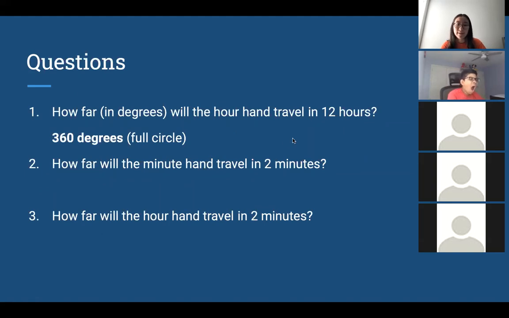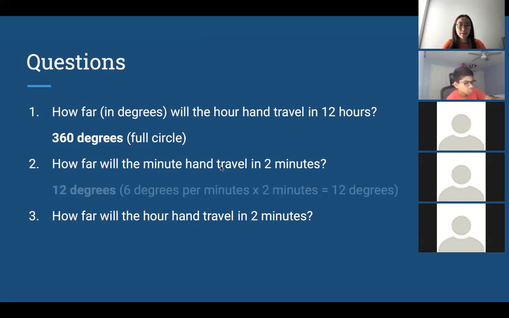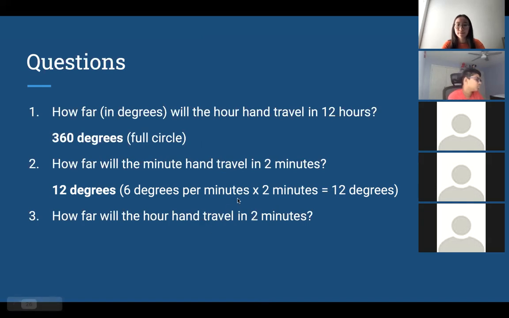Okay, how far will the minute hand travel in 2 minutes? Yep, you're exactly right. It will be 12 degrees, because it travels 6 degrees in 1 minute and we're doing 2 minutes. Okay. How far will the hour hand travel in 2 minutes?